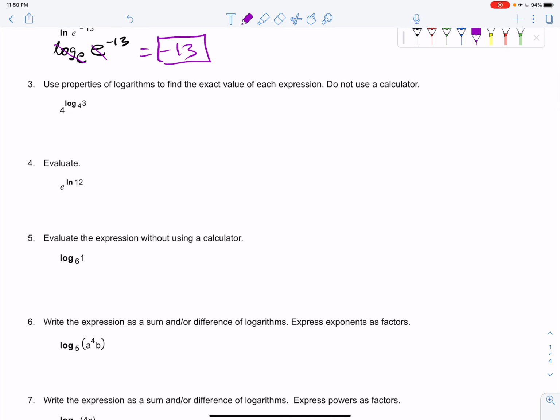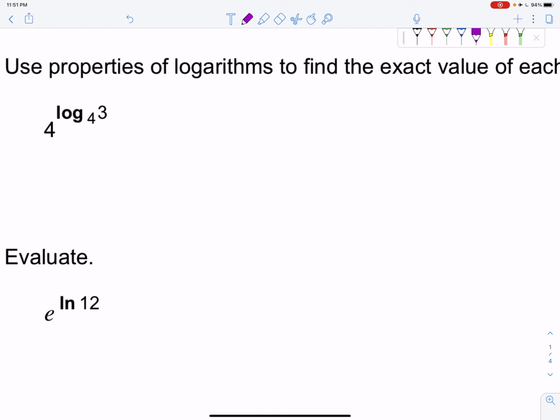Now this one, we've got an exponential base 4 raised to the log base 4. So once again, we have this inverse idea happening, and the answer is just going to be 3. So wow, these are nice and quick, aren't they?